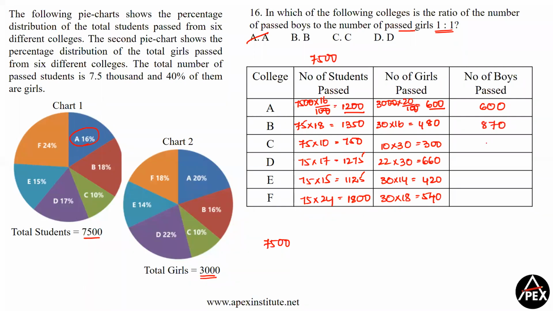Now 750 and 300, 450. Now 1,275 and 660, it will be 615. And 1,125 and 420, 705. And 1,800 minus 540, 1,260. Perfect. Now we have the total number of boys passed from these 6 colleges, isn't it? Yes. Now let us look at the questions.